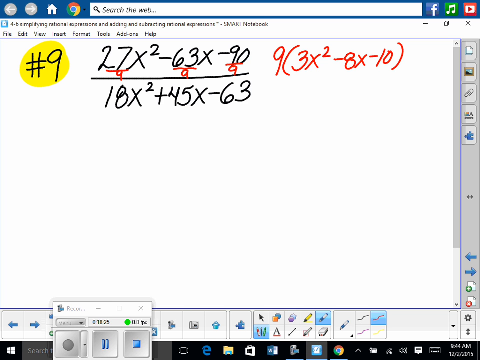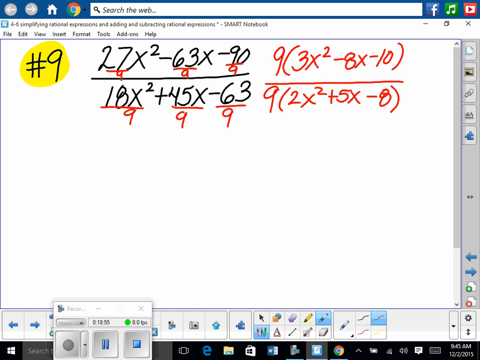Okay, good. Now, let's factor out the bottom. What's in common here? Something greater, even. Don't they all divide by 9? So I'm going to factor out a 9 on bottom as well. Divide each thing by 9, and let's see what's left. So we'll have 2x squared, and then we have plus 5x minus 8. 7. Yeah. Why the heck am I putting 8?